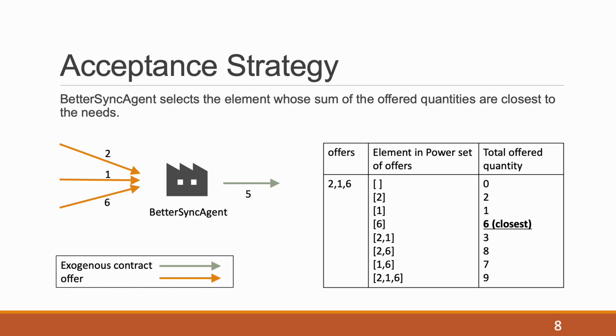We will now look at the acceptance and response strategy. The BetterThink agent selects the element whose sum of the offered quantities is closest to the needs in the power set of offers. In this example, the quantities 2, 1, and 6 are offered. The element in the power set that totals 6 is closest to the needs of 5, so it is selected.